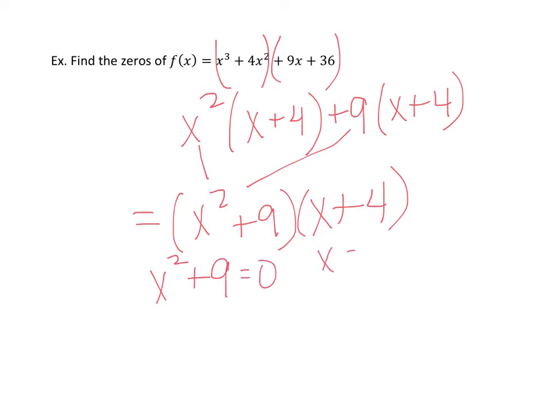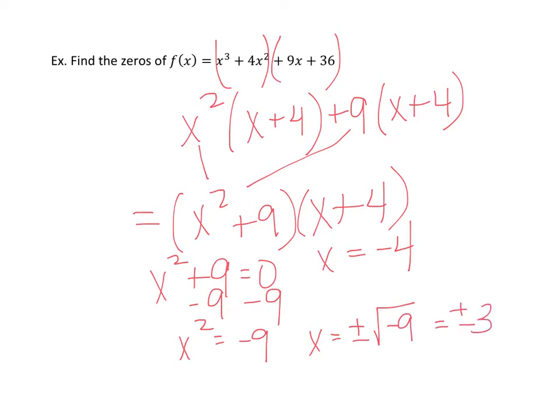This one's easy. It's x equals negative 4. This one, on the other hand, I'm going to subtract 9. x squared equals negative 9. So x equals the positive negative square root of negative 9, which is positive negative 3i. So I know I wasn't done from negative 4. I was looking for 2 more zeros because I had a third degree polynomial. And now I have found all 3.